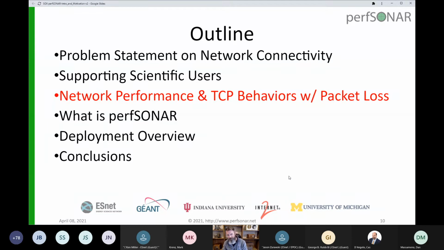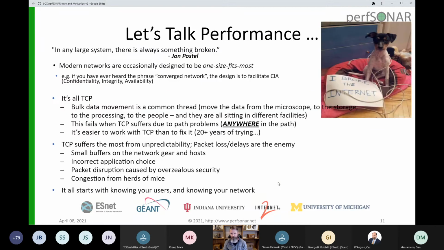I'm going to skim through this section because Jason did a really, really good job of talking about network performance and TCP behaviors. And there's a couple slides in here that are going to be duplicates, and we don't need to rehash all of that. But the reality is that TCP is a very old, creaky protocol. It's been around for a long time. It was designed around being robust in terms of your data will get there. It might be slow, it might not be pretty, but it will absolutely get there.